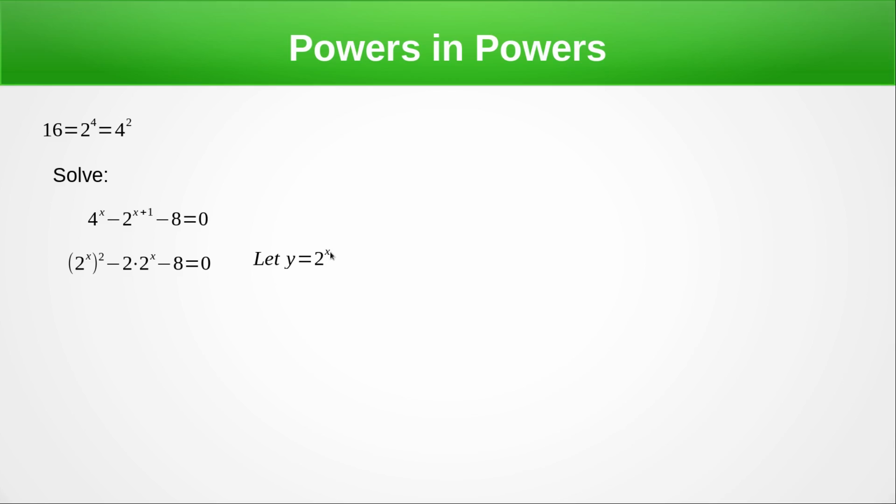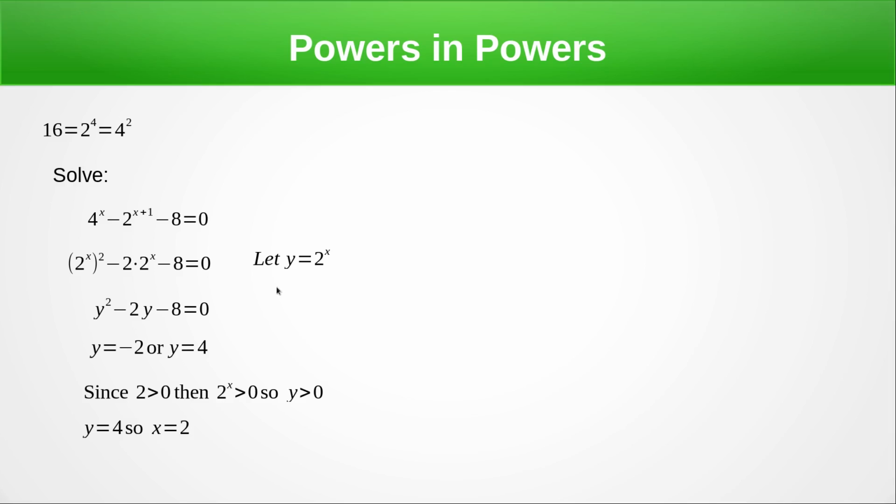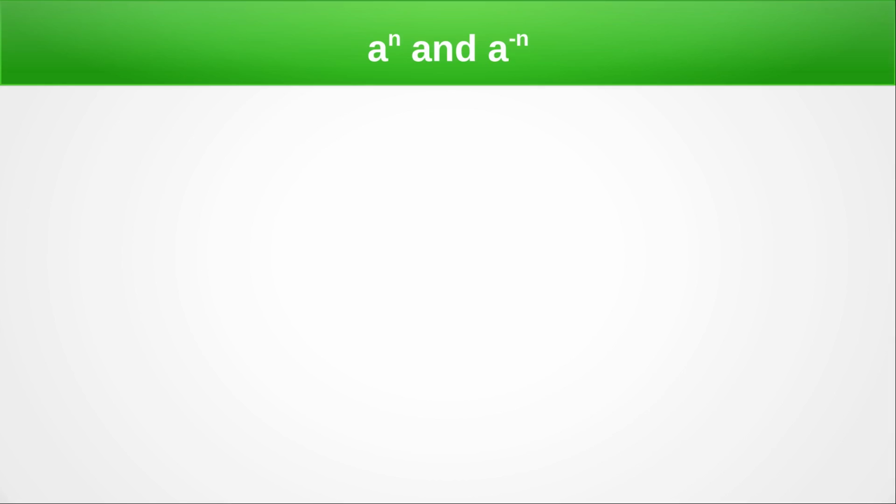So if we let y equal 2 to the x, we can change this for y and this for y, we get this quadratic. And that gives us these two possible values for y. Remember what we said in the last slide? Because this is positive, y is always positive. So that gives us, in this case, that this one can't be right, so y must equal 4, so that means x must equal 2.